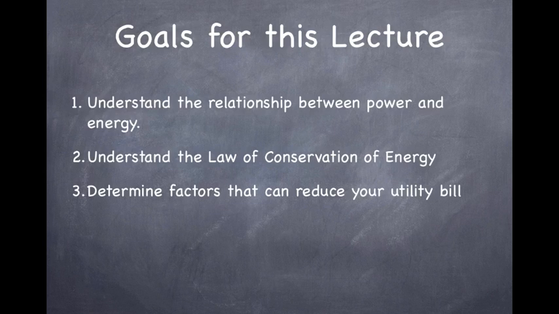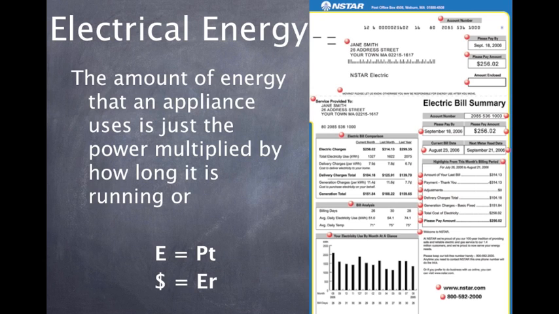Now, by the end of this unit, hopefully you understand the relationship between power and energy, and that you understand the law of conservation of energy, and how you can reduce your utility bill based on just a couple of factors. So, electrical energy. The amount of energy that an appliance or your house uses is just a multiple of the power that it consumes times the time. So E, energy, equals power times time.